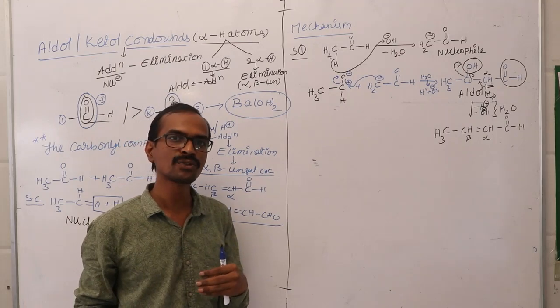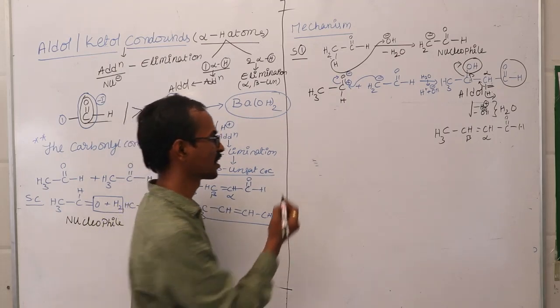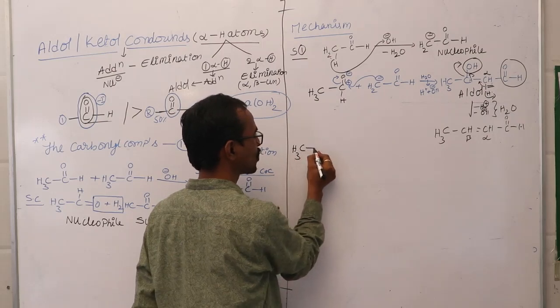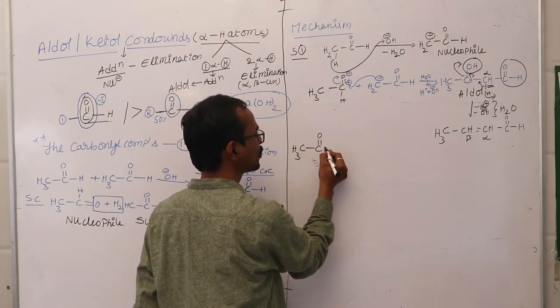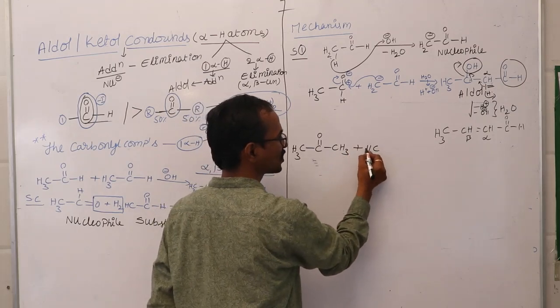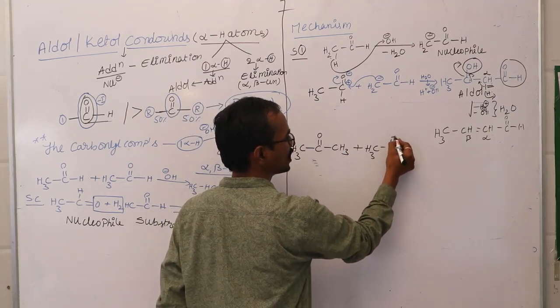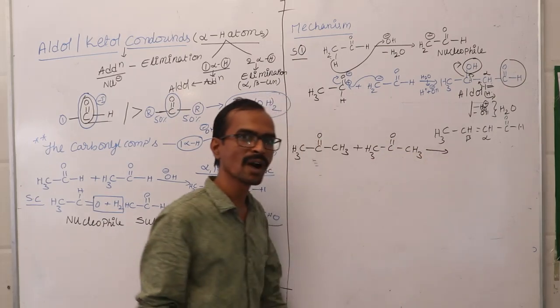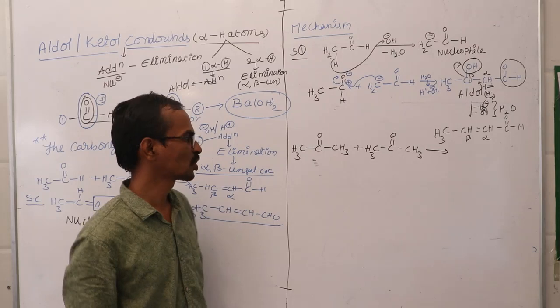What happens if two different ketones are taken? If I take the reaction between two acetone molecules, CH3, C double bond O, CH3, plus CH3, C double bond O, CH3. Two different acetone molecules are given. I will explain this one using the shortcut.